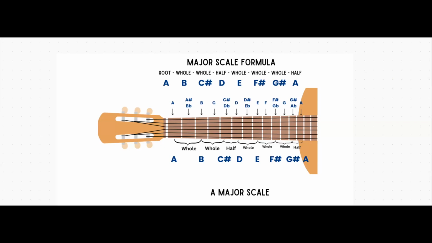Now, they all have a different formula. The formula they use starts with the root, which is the note that you are playing in. It could be any note at all, but we're using the example of A, just to stay consistent. The root is the A, that's the first one, number one, right here. Then there's a formula in whole and half steps. The formula for the major scale is whole, whole, half, whole, whole, whole, half. Easy to remember.